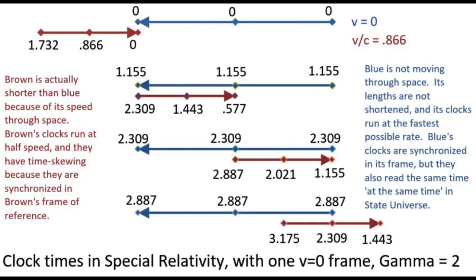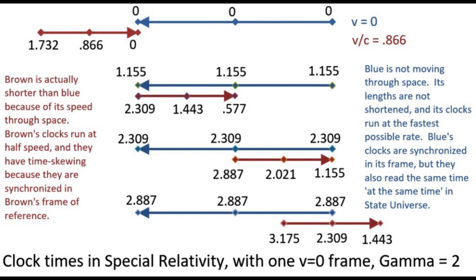So here's a picture. It looks a little complicated at first, but I'll step you through it. These are stick figures of the ships, and their relative positions at 4 different instants in state universe. So they start out at the top, and as time progresses, we go down to the next set and the next set. So the first thing we see is at time 0, when their noses first cross, both of the clocks in the ships are at time 0.